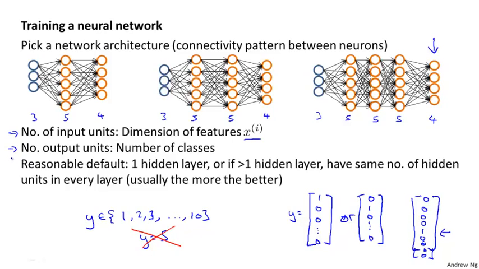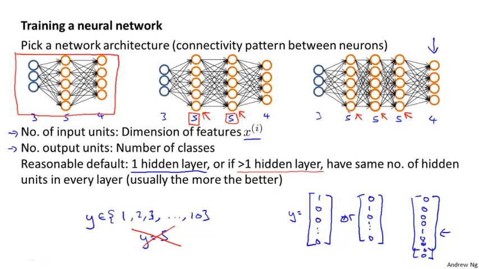And as for the number of hidden units and the number of hidden layers, a reasonable default is to use a single hidden layer. So this type of neural network shown on the left with just one hidden layer is probably the most common. Or if you use more than one hidden layer, again, a reasonable default will be to have the same number of hidden units in every single layer. So here we have 2 hidden layers, and each of these hidden layers has the same number, 5, of hidden units, and here we have 3 hidden layers, and each of them has the same number, that is 5 hidden units. But the network architecture on the left would be a perfectly reasonable default.